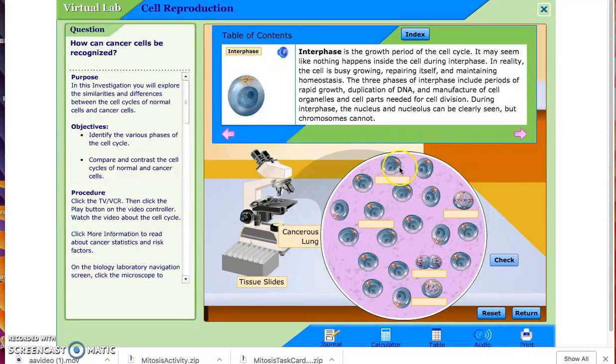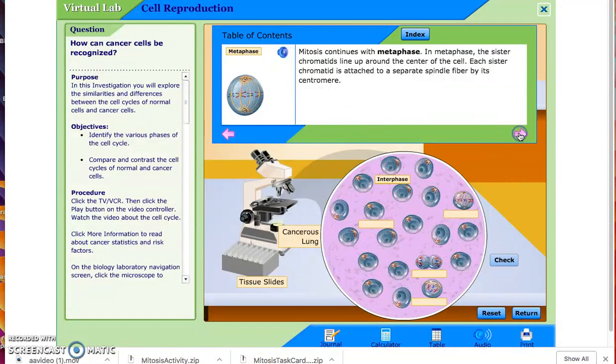Just to recap, these little blanks right here, you find them by labeling them with these little tags. Once they're all labeled and you hit check, you write down how many are in each phase. Add up the total amount of cells that you have on your slide. Percent dividing are the ones in prophase, metaphase, anaphase, and telophase. So take however many you have there, divide it by the total, multiply it by 100, and then the percent at rest are those that are in interphase. So take the number that are in interphase, divide it by the total, and multiply it by 100, and that's the percent at rest. Okay?